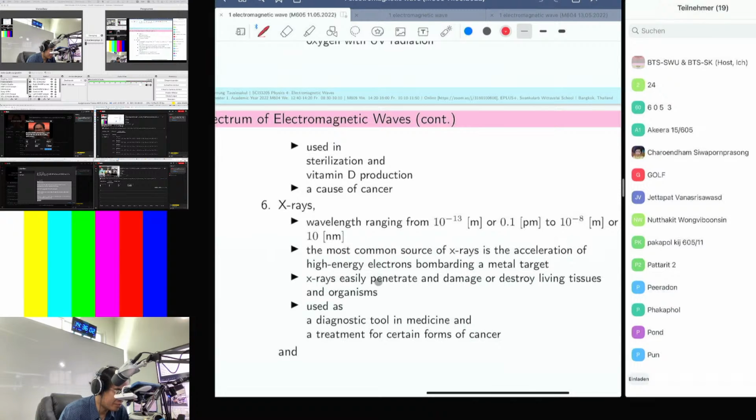Okay, X-ray has a great penetration ability. It can penetrate several matters. It can damage or destroy living tissue, for example our skin and other organisms. X-ray fortunately has a good side, a benefit. It is used as a diagnostic tool in medicine. It is used as a treatment for certain forms of cancer.